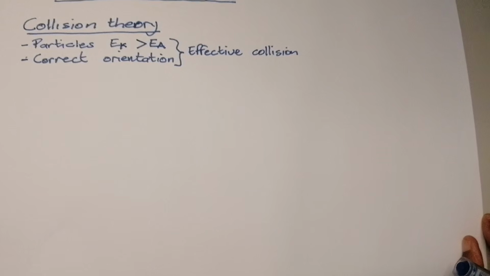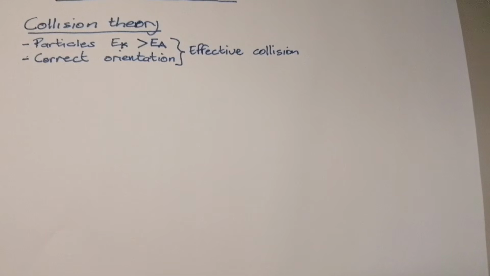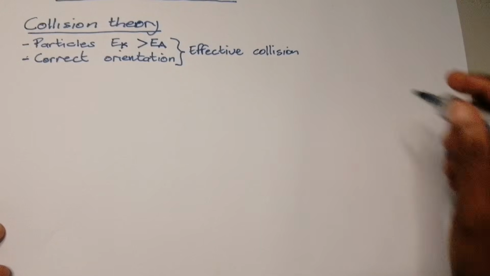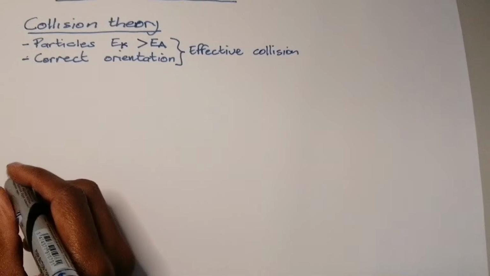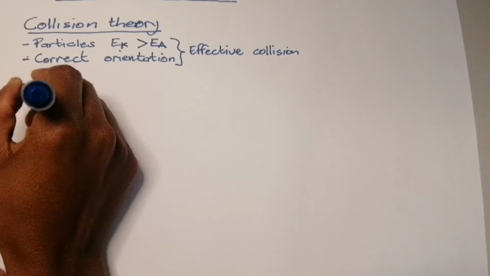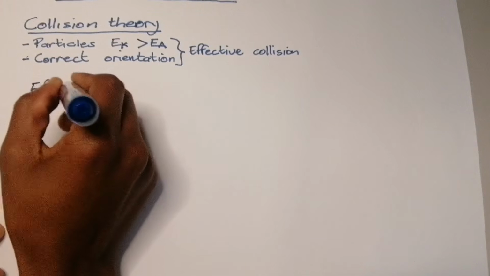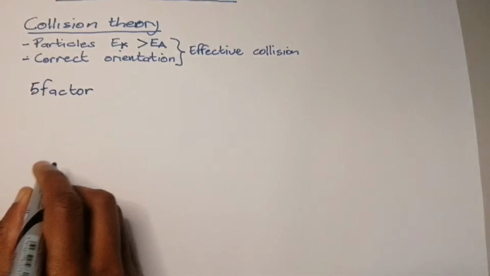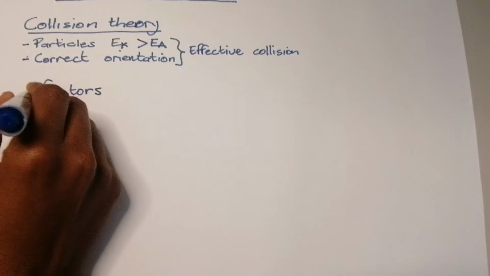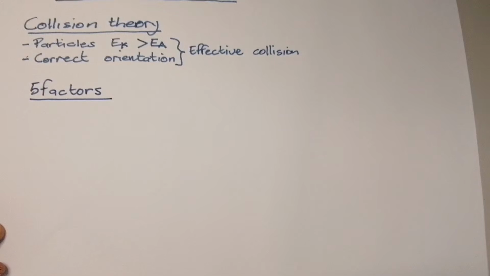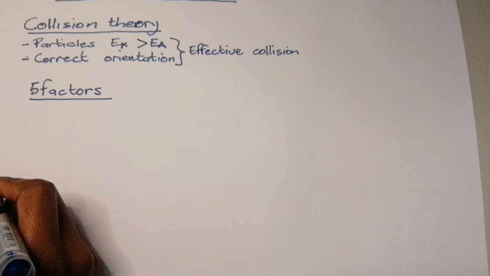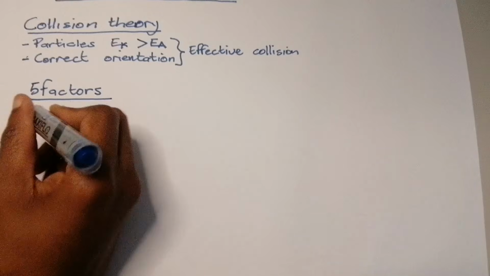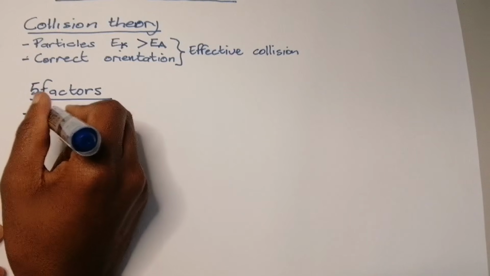So in this case, how do we improve the rate of a reaction? We say that there are 5 factors that affect the rate of a reaction. I'm going to actually exclude one of those factors, because they don't ask about it much. So we say that there are 5 factors that affect the rate of a reaction. The first factor is concentration.